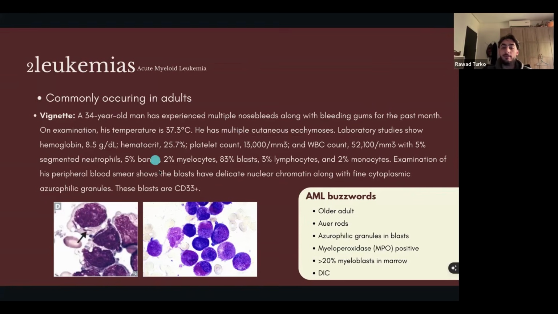5% segmented neutrophils, 5% bands, 2% myelocytes, 83% blasts, so it's acute, 3% lymphocytes, and 2% monocytes. You see how it's mixed? There are some neutrophils, some lymphocytes, some monocytes. Examination of his peripheral blood smear shows the blasts have delicate nuclear chromatin along with fine cytoplasmic azurophilic granules. Azurophilic means blue, by the way. When they say azurophilic granules, that's a buzzword. Immediately you know that they're Auer rods, and these blasts are CD33 positive. So again, these are the Auer rods.